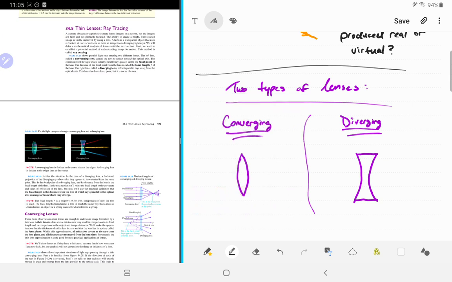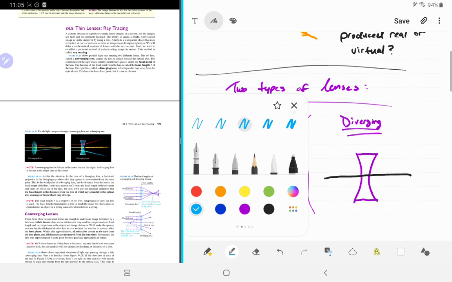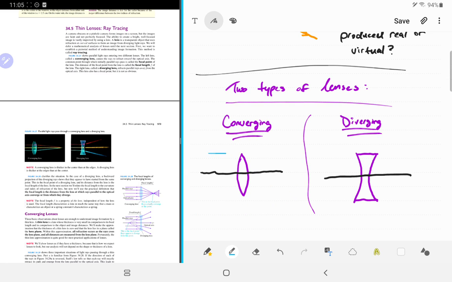And then there's a central axis for both of these. We call this the principal axis, or axis of symmetry. The gist of the difference between these two is that if you had light coming in parallel, these lenses do different things to these light rays.